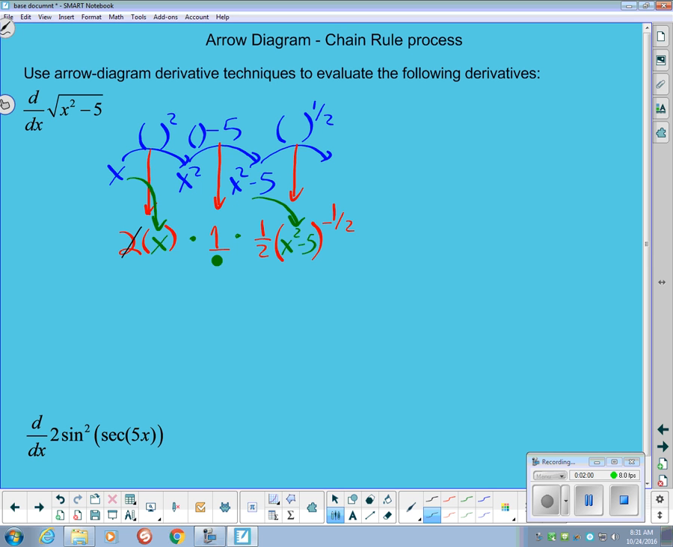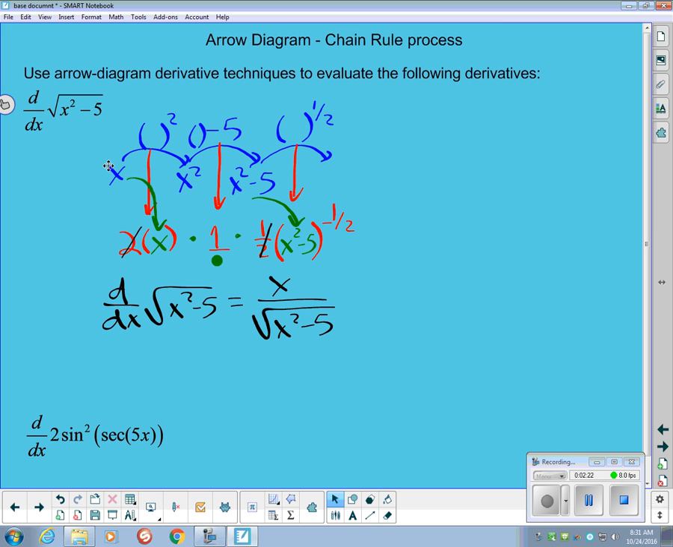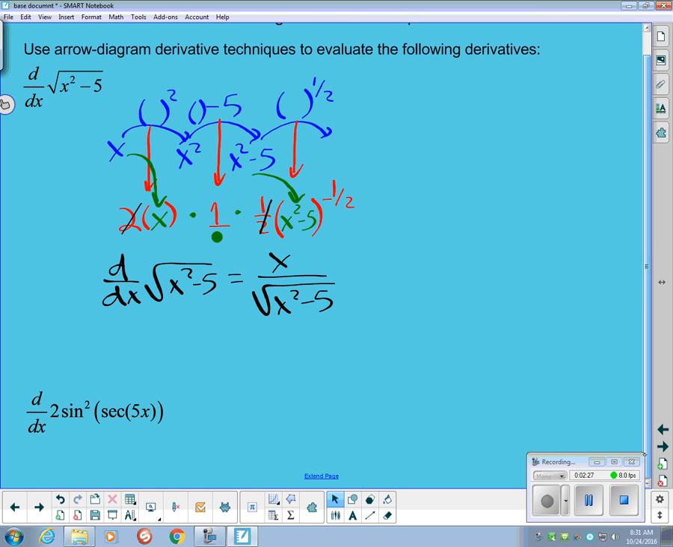So the 2 and the 1/2 are going to cancel, but I am going to have an x. So my derivative with respect to x of the square root of x squared minus 5 is going to be x over the square root of x squared minus 5. And so there is our first problem. That's the derivative that we were looking for there.